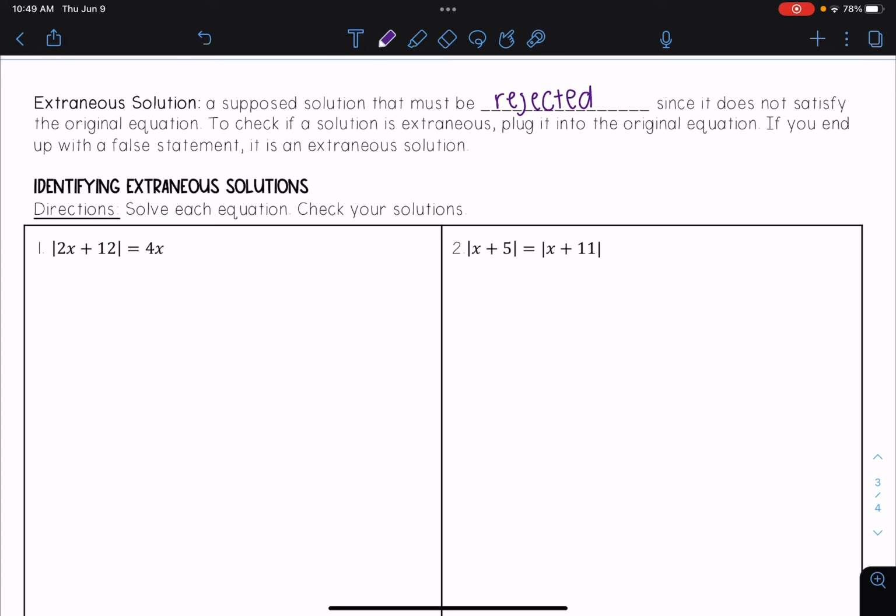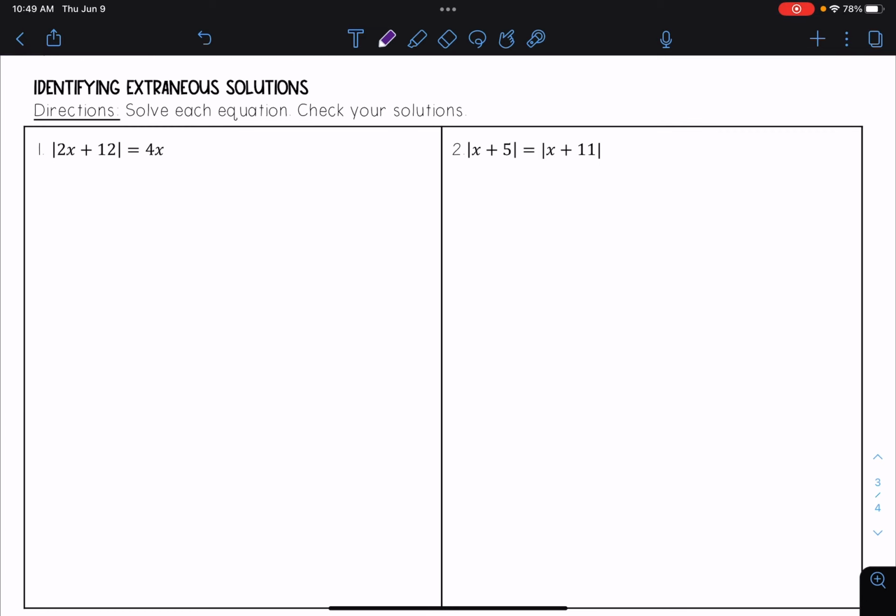So sometimes when we're solving these absolute value equations, we'll get two different answers, but one of them is not actually an answer. And so to check if a solution is extraneous, we're going to plug it into the original equation, and if we end up with a false statement, we know it's extraneous. So let's go through a couple of examples.